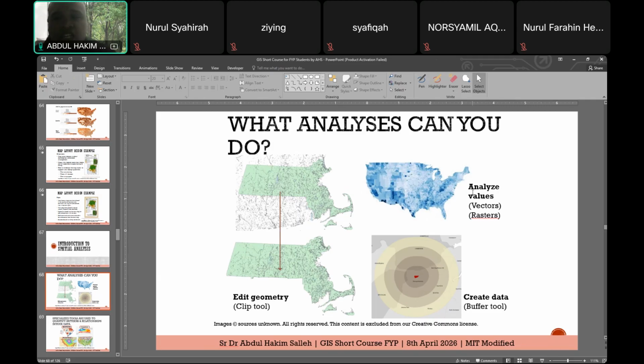Next is analyze values. It can be vectors, it can be rasters, to analyze the values and form something like this. This one is spatial statistics. Next is the buffer tool. Again, it analyzes something that propagates easily, let's say noise pollution, air pollution, and so on. It can propagate much more easily. So sometimes people use buffer tools to identify the affected area.